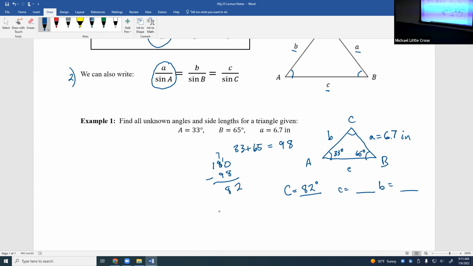So we could find C. We use this part of the law, and either A or B, right? Well, actually, since we know little a and big A, this is going to be the main thing we're going to set up, right? 6.7 over the sine of 33 degrees. Now, this is another step, and neither one is right or wrong, but would it be best to try to solve for little b or little c? And why would one be maybe just a little bit better than the other?